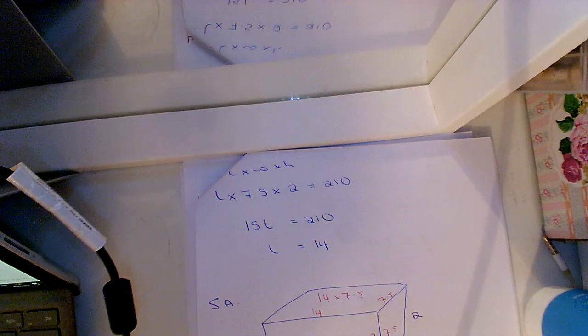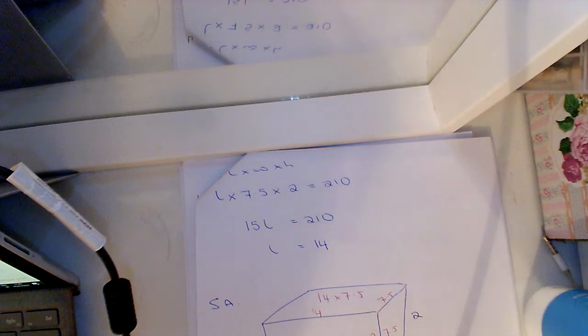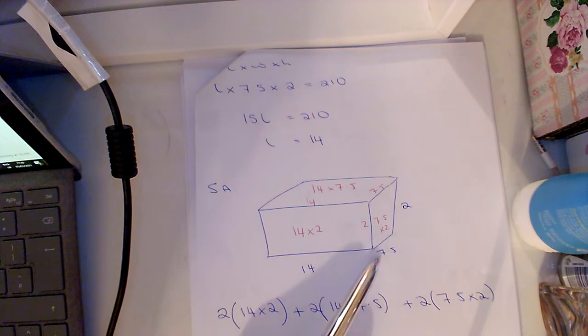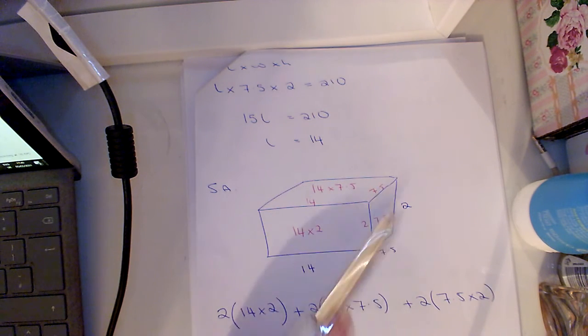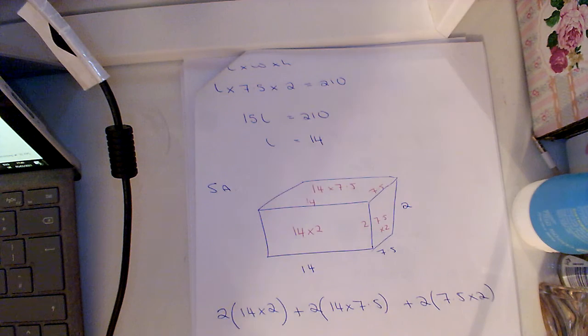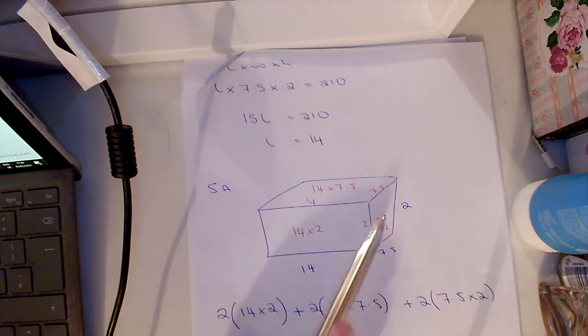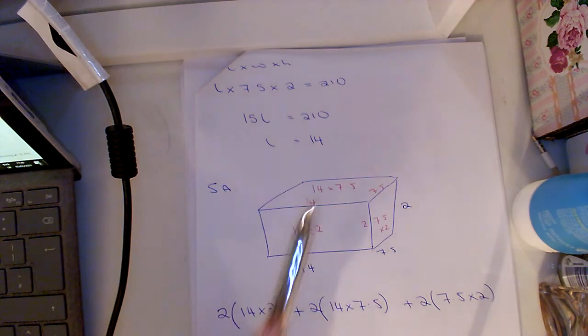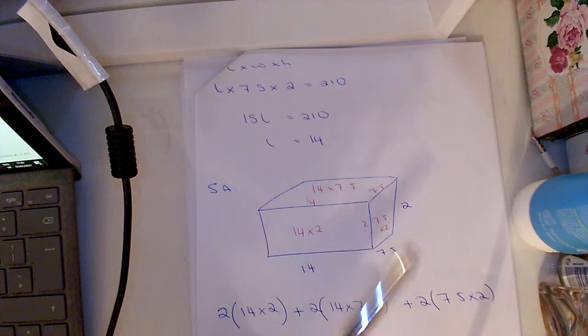Then to find my surface area, what I need to do is I draw out a rough diagram here. So I have my length is 14, my width here is 7.5, and my height is 2. Okay, so I'm getting the area of this rectangle, and this rectangle. So this here is going to be 14 by 2, this is 14 by 7.5, and this is 7.5 by 2.